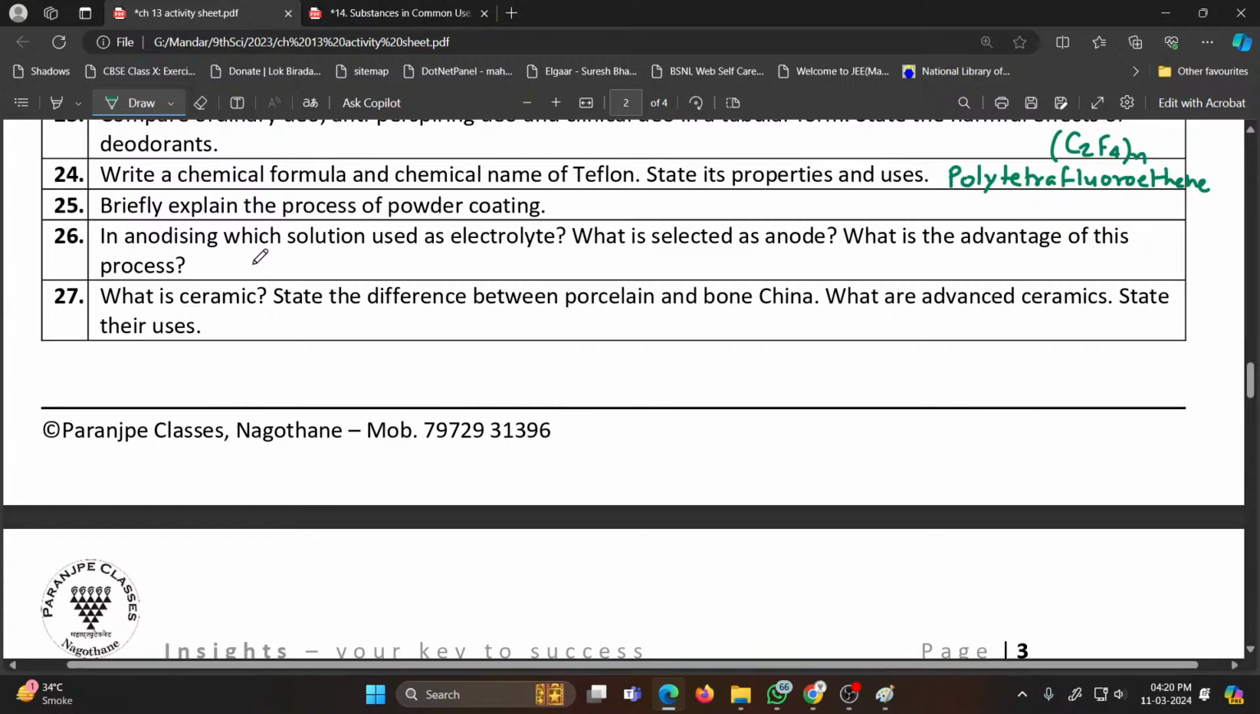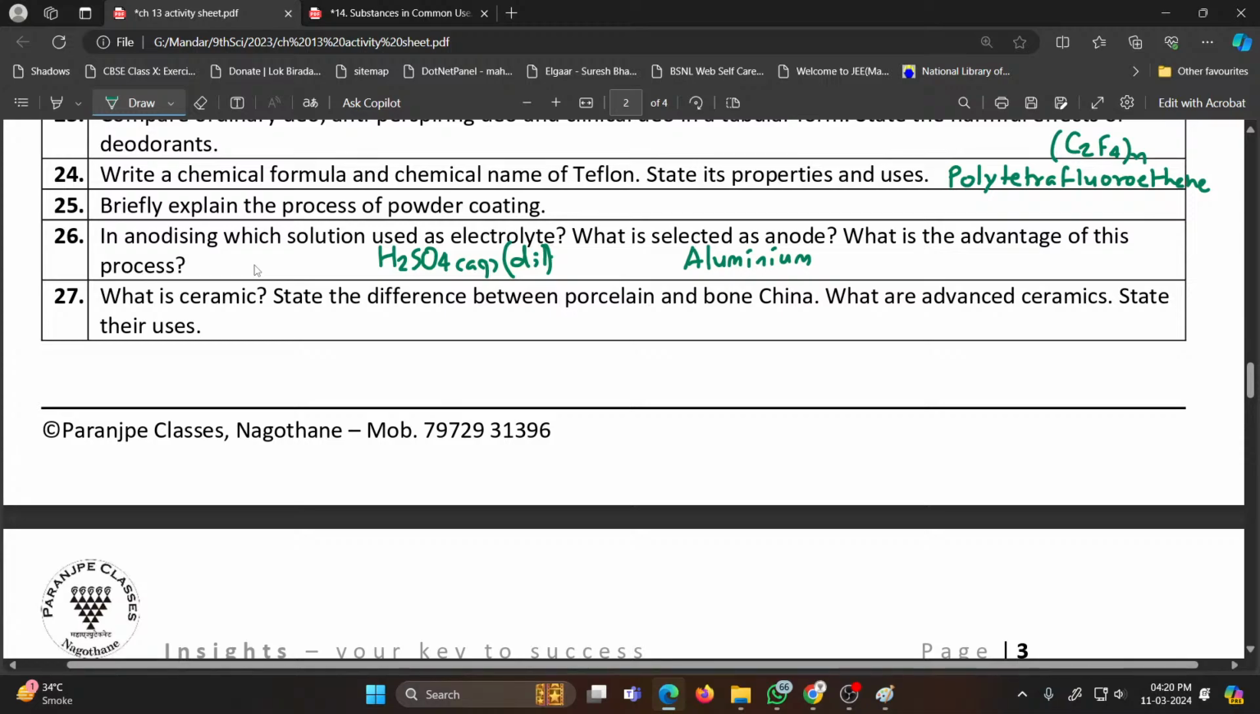In anodizing, which solution is used as electrolyte? Dilute sulfuric acid is used as electrolyte. Aluminium article to be anodized is used as anode. What is the advantage of the process?